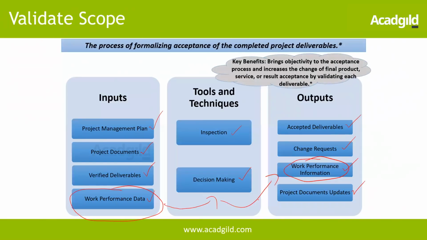So let's look at the key benefit, which brings objectivity to the acceptance process, increases the chance of the final product, service, or results being accepted by validating each and every deliverable. Like I said, it's not a one-time activity. There could be multiple deliverables which are validated as and when the deliverables are completed.